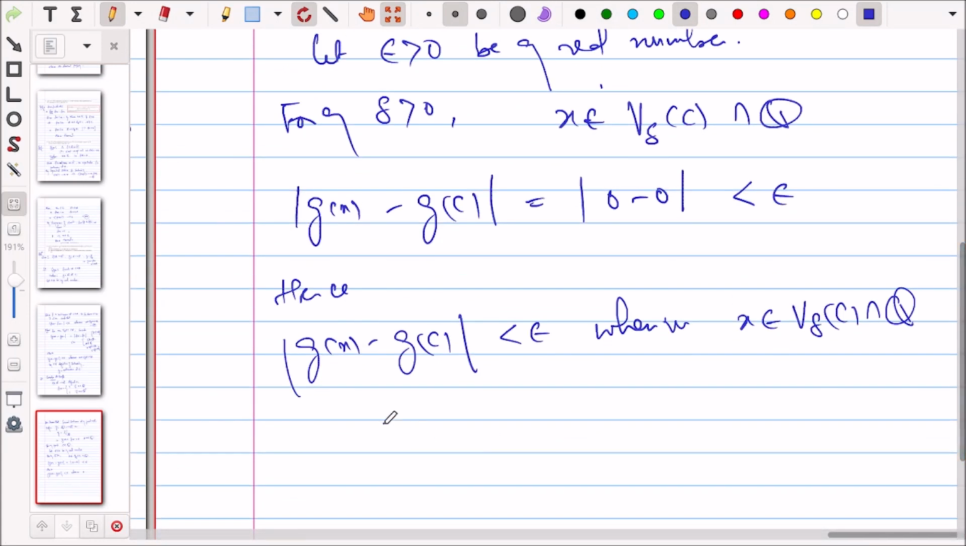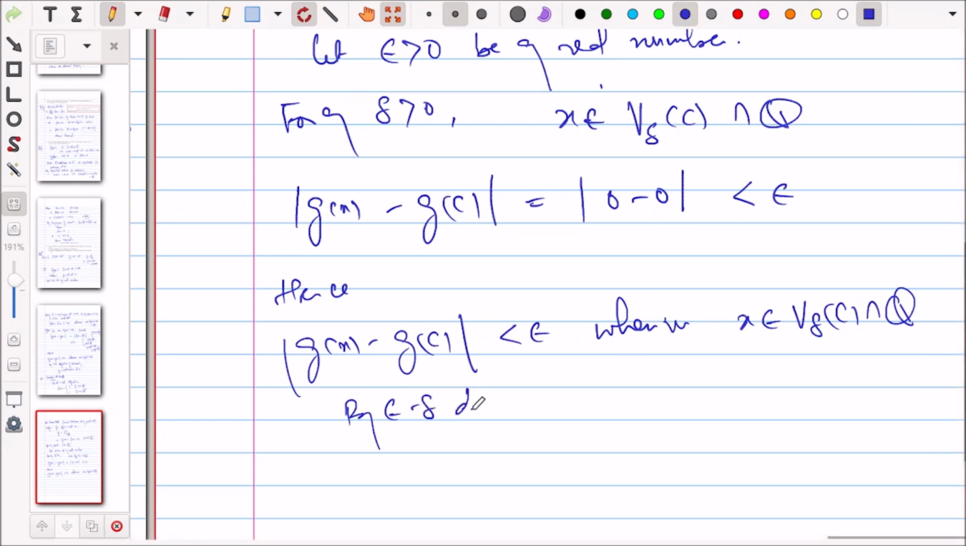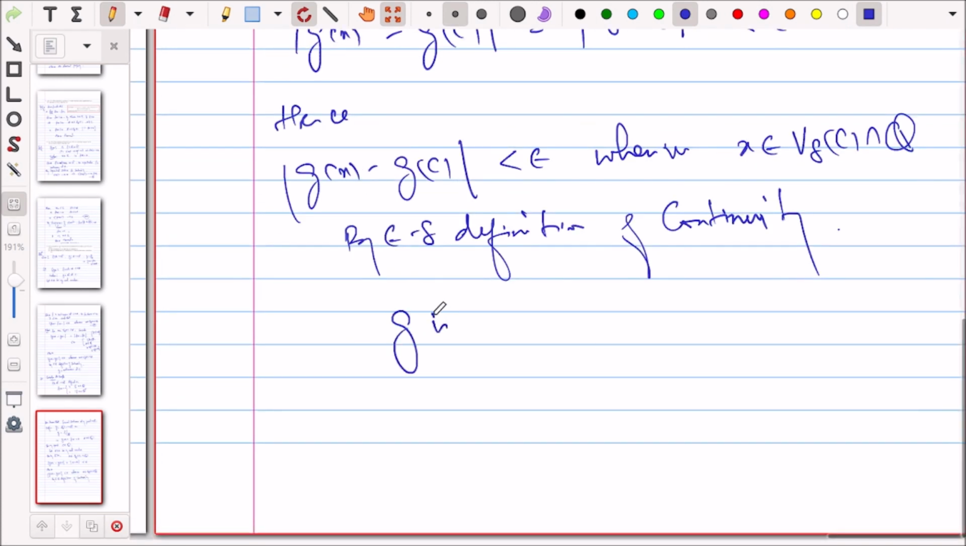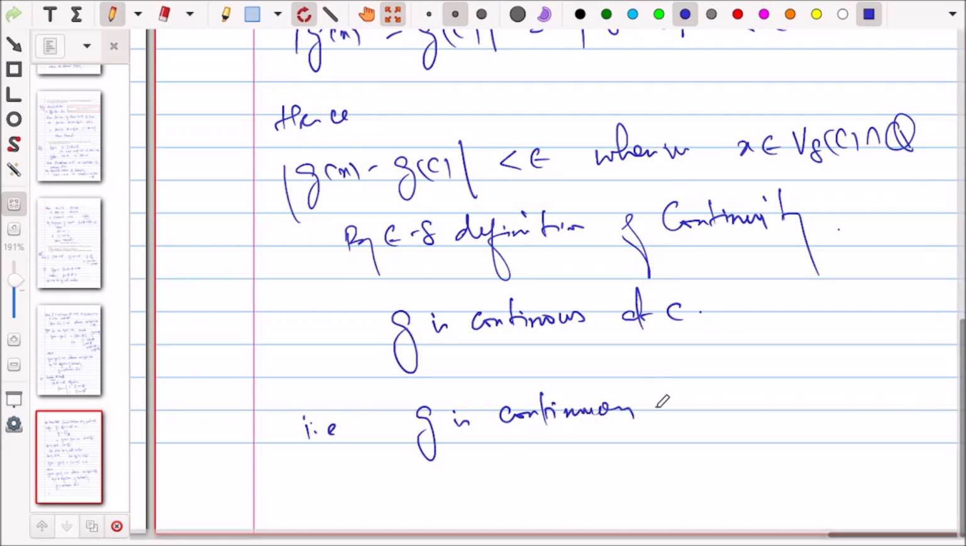So by the epsilon delta definition of continuity, G is continuous at C. So G is continuous on Q. In fact, we have shown it on the full domain.